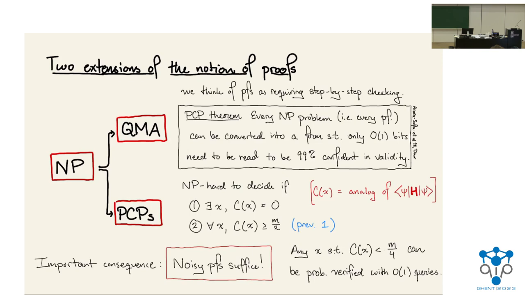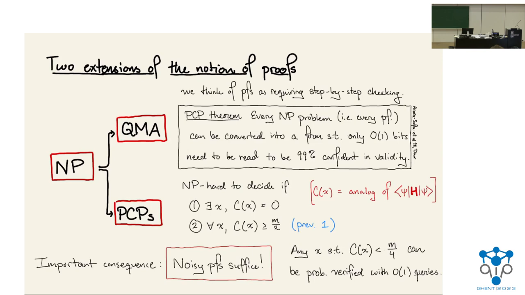Because if you have an X that satisfies 75% of the checks, that's like a coin that comes up heads 75% of the time, and you just want to make sure you don't have a coin that comes up heads with less than 50%. So again, only a constant number of flips is required in order to recognize which of the two situations you're in.